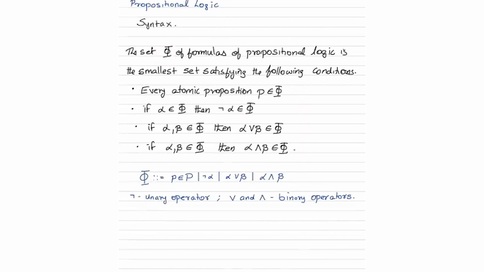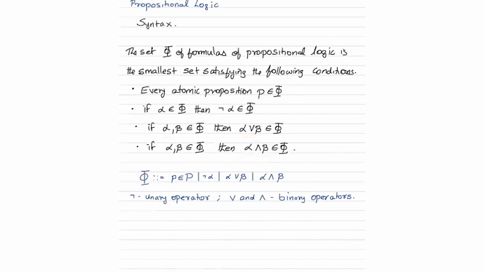Okay. So what is the base case? Of course, all propositions are formulas. And if alpha is a formula, then not alpha is a formula. So negation is a valid formula. If alpha and beta are formulas, then you can take the disjunction of alpha and beta. That's a valid formula, well-formed formula, sorry. And if alpha and beta are formulas, then you can also take the conjunction. This is a well-formed formula.